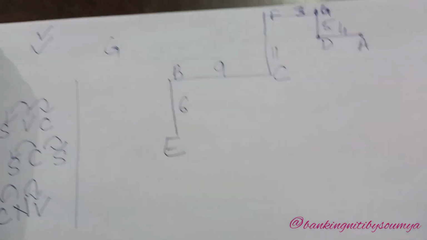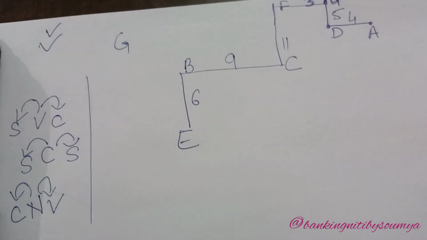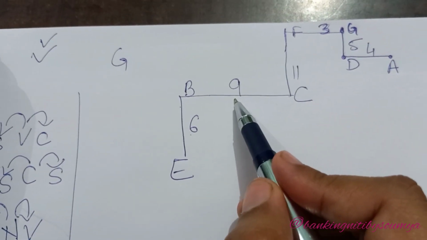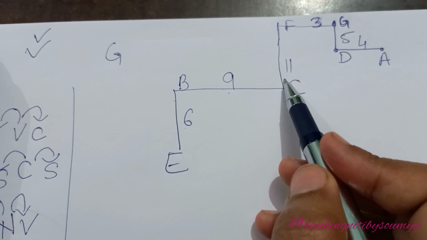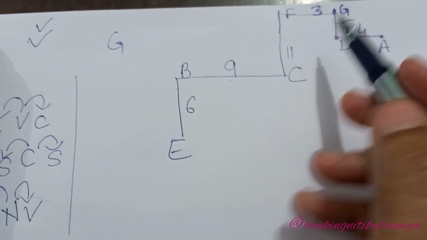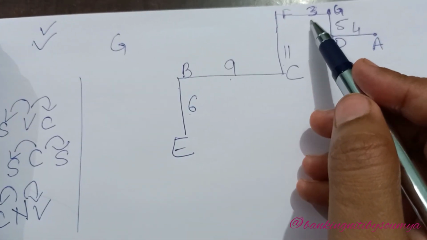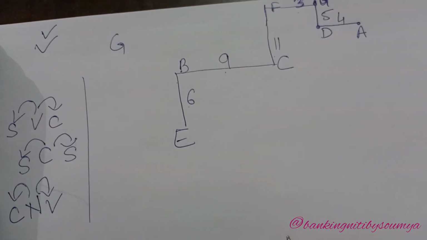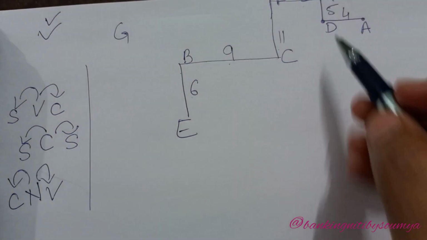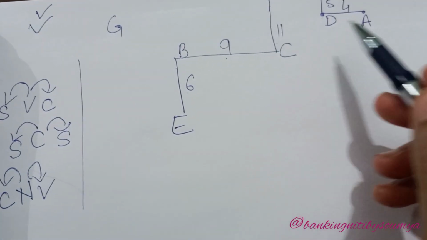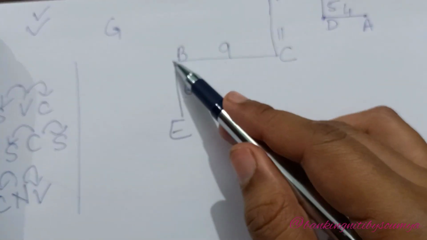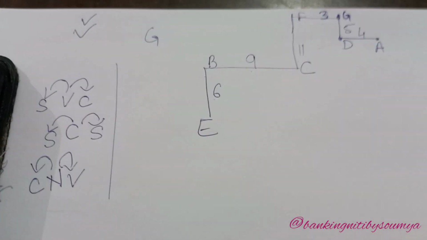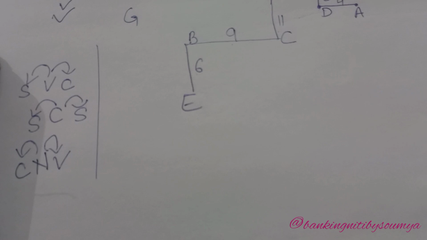Now our first question is, what is the distance between E and G? So 6 plus 9, it is 15, then 11 we can add, it is 26, and 3 it is 29. Now the next question is, what is the direction of D with respect to B? So D is in the northeast direction with respect to B. So move to the next question.